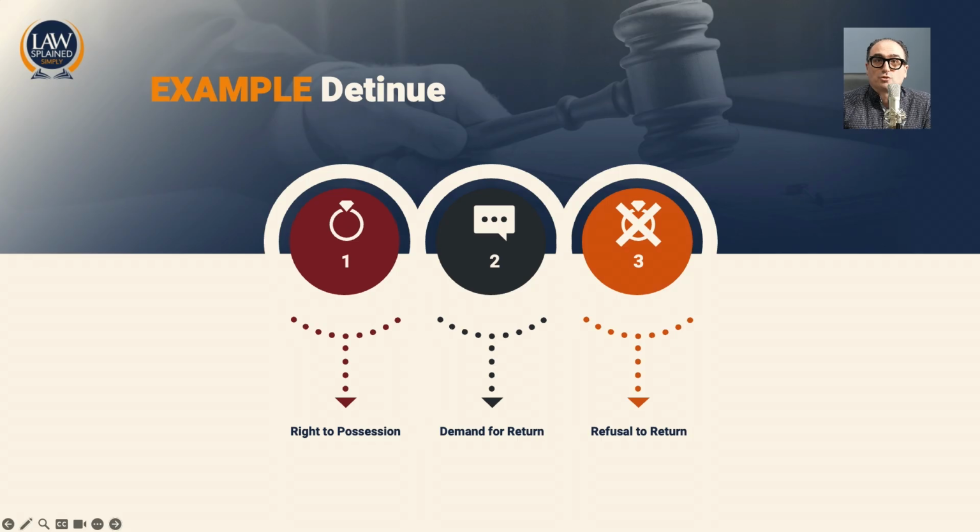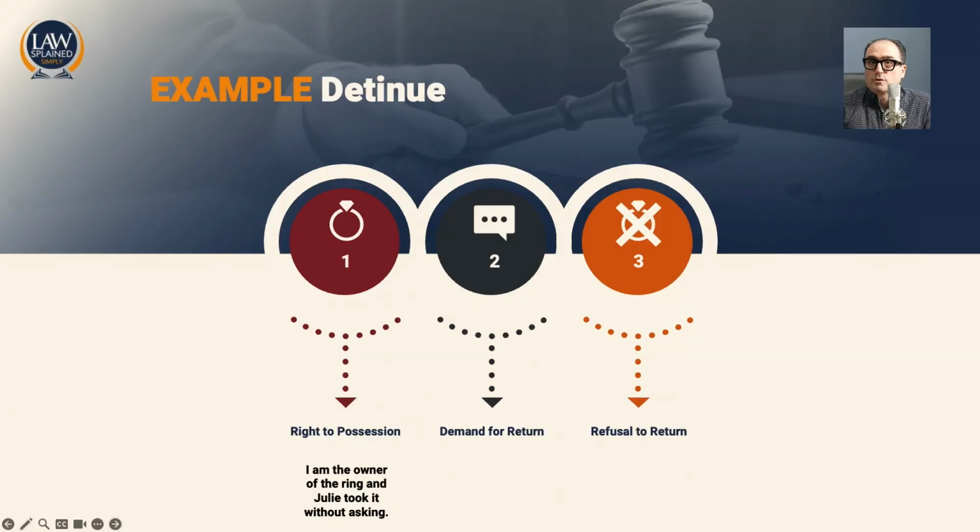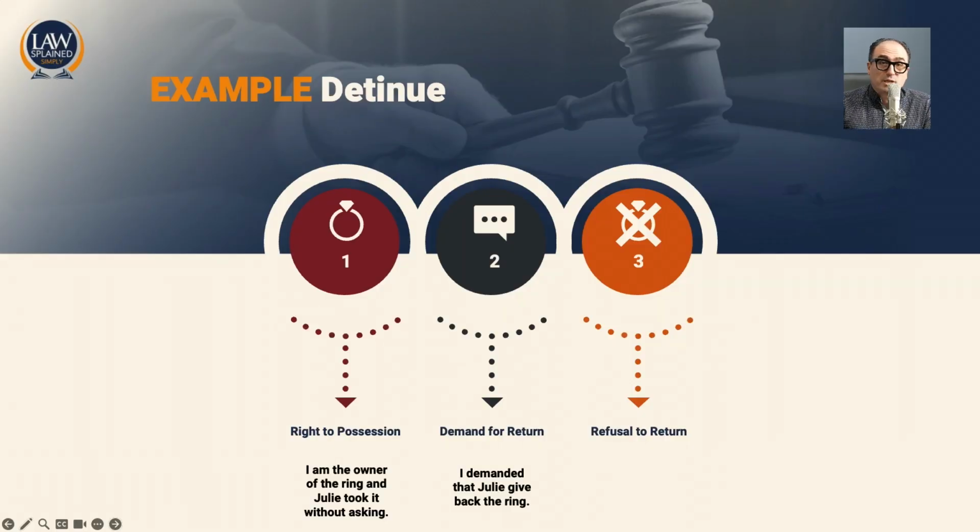Let's take a fictional individual named Julie. She takes a ring from you that's not hers, that belongs to you, and she's not entitled to have that ring. You didn't give it to her to wear, for example. Well, the first element is right to possession. You have a right to possess that ring, and she has it. That's 1. 2, you make a demand. You send her an email or a letter and you say, Julie, you took the ring, give it back, please. And 3, she doesn't. She doesn't return the ring.